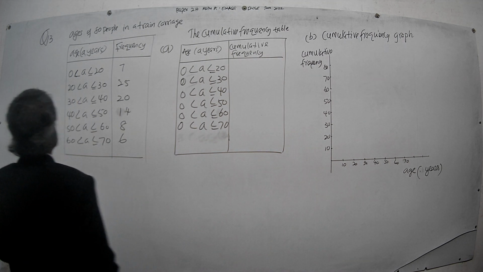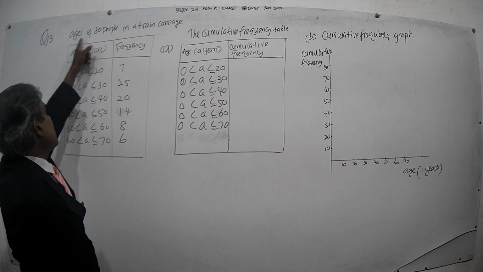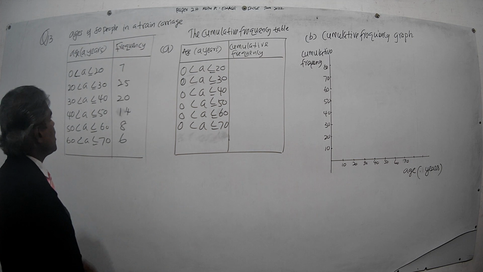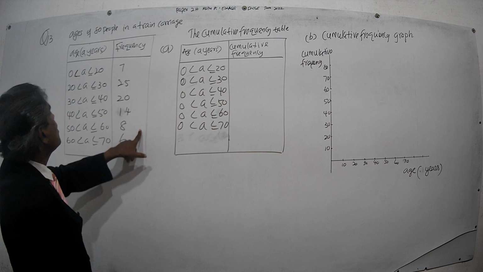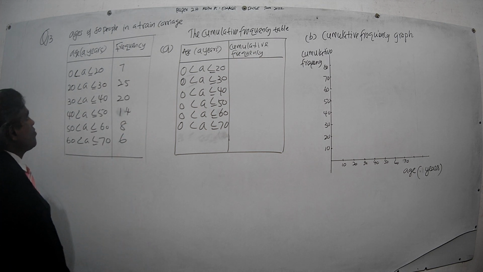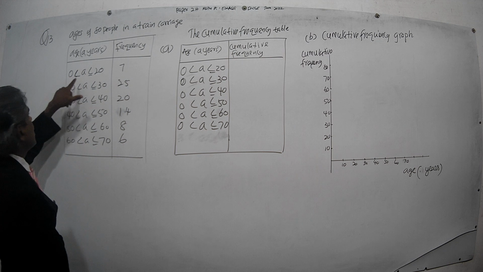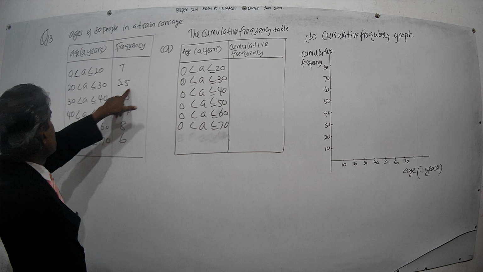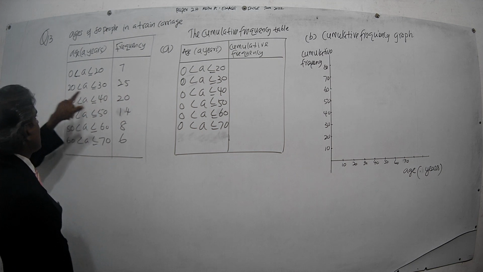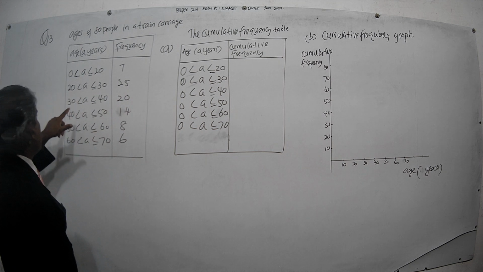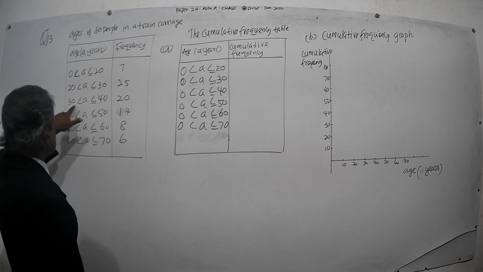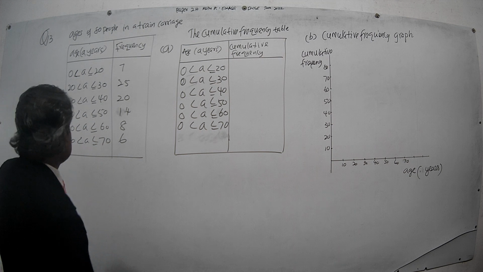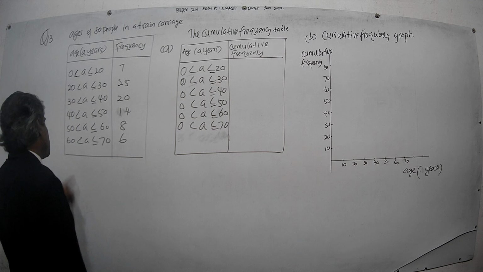is a statistics question. They are given the information of ages of 80 people in the train carriage. This frequency is the number of people. Then there are 7 people between the age of 0 and 20. Then 25 people between age 20 and 30. 20 people between age 30 and 40. 14 people between age 40 and 50. 8 people between age 50 and 60. 6 people between age 60 and 70.